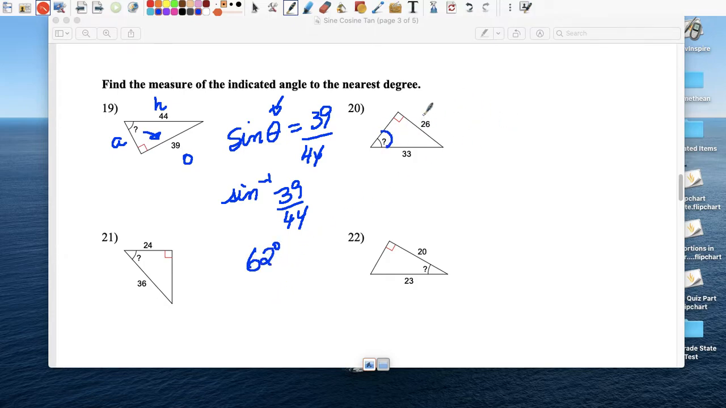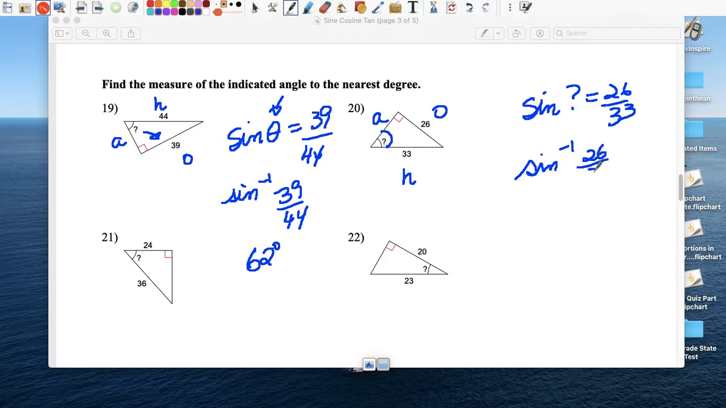Number 20, again, this makes this the opposite. This is the hypotenuse. This is the adjacent. So we want to use opposite and adjacent. So again, the sine of that missing angle, 26 over 33. Right? So in your calculator, this is the one that you're using, 26 over 33. And again, second function, pi, that's number 4, 26 over 33. And our angle is 52.